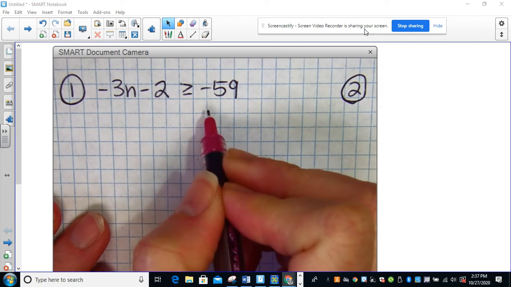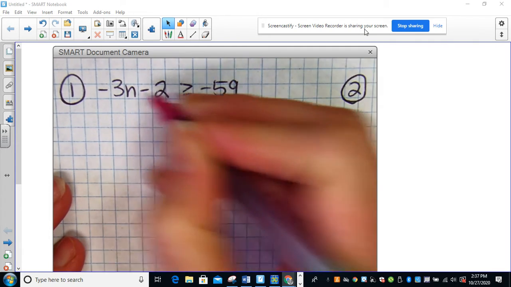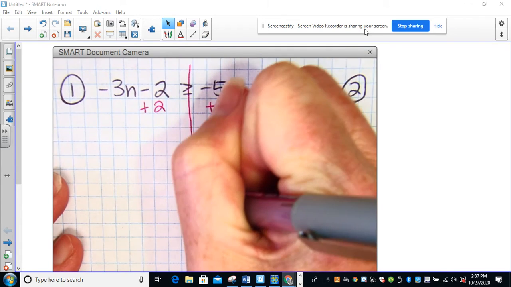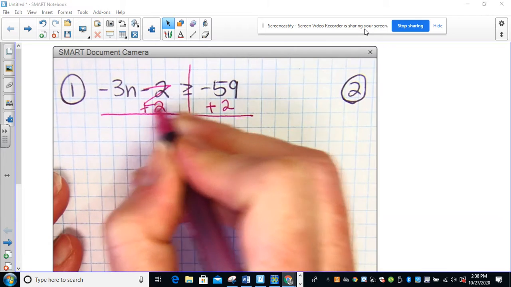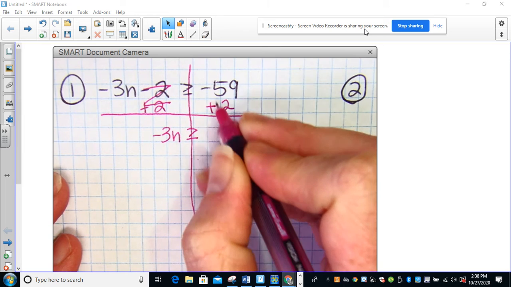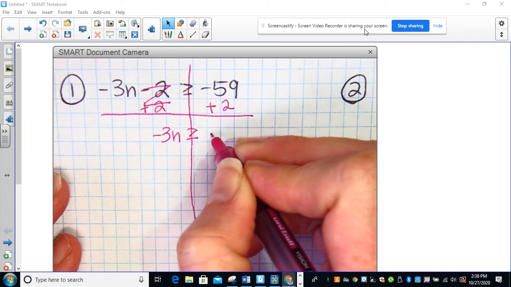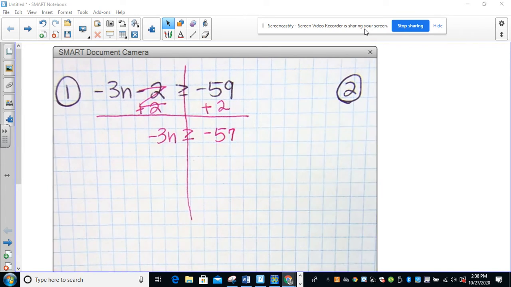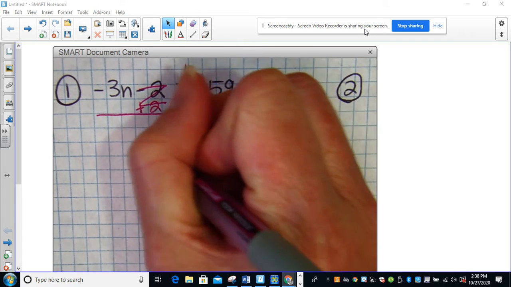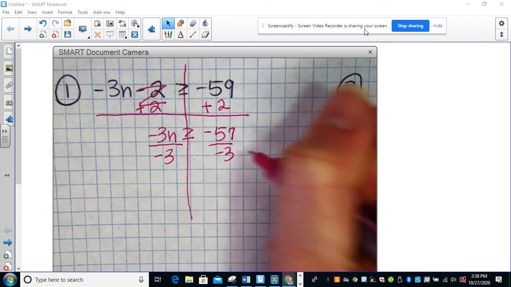So first of all, you treat it like an equation to begin with, and let's get n by itself. So I'm going to add 2 to both sides, if it helps to separate the sides. So now that's gone. The negative 3n drops down, greater than or equal to negative 59 plus 2 is a negative 57. I'm making sure my answers are right. Okay, so now we're dividing by negative 3.